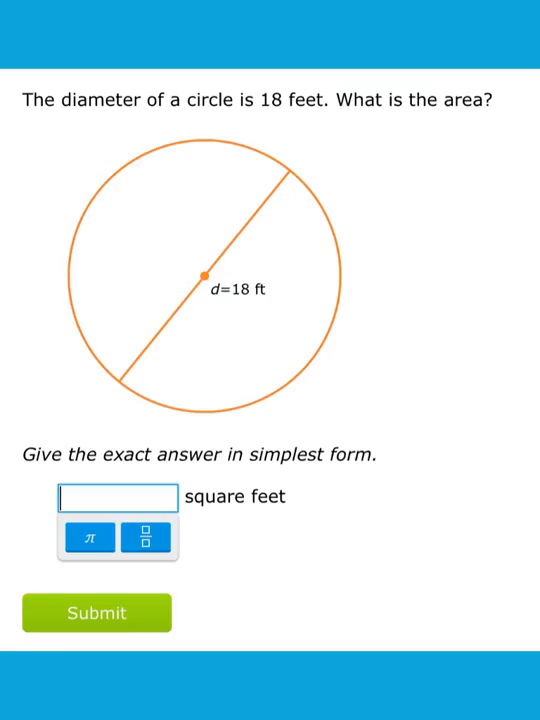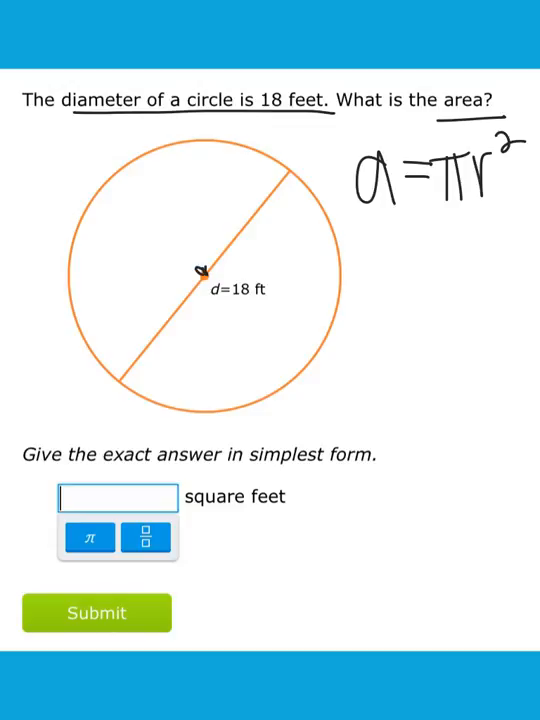Okay. This time they tell me the diameter, but they want to know what's the area. So there's only one formula for the area of a circle, and that's pi r squared. So I can't use diameter in this formula. I need my radius. So remember that my radius is half of the diameter. So if my diameter is 18, that means my radius would be half of that, which would be 9 feet.